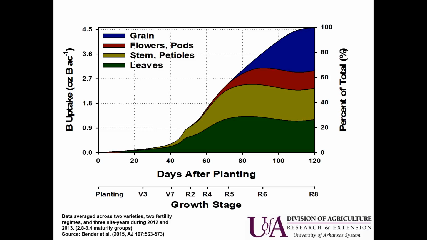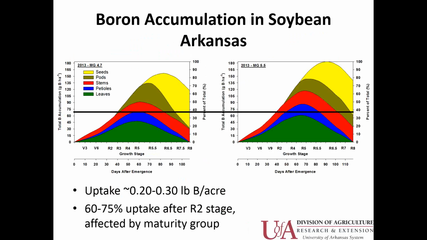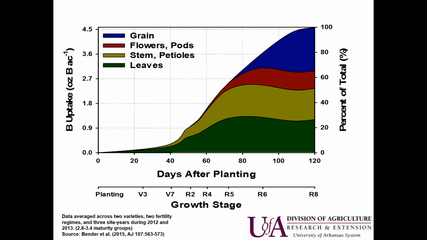Yeah, I cannot remember what Ross's yields were, but again, the work that we did here in Arkansas, our yields were in the mid to upper 50s, and we had similar values. Yeah, 0.2 to 0.3. Good. Okay.